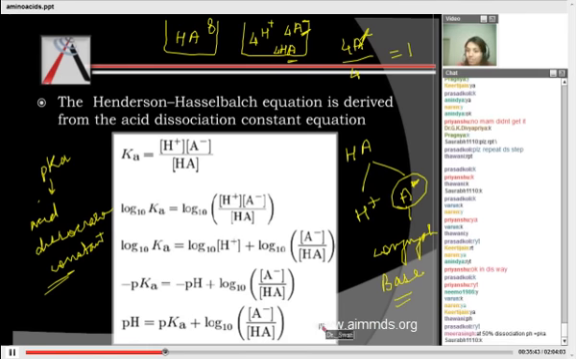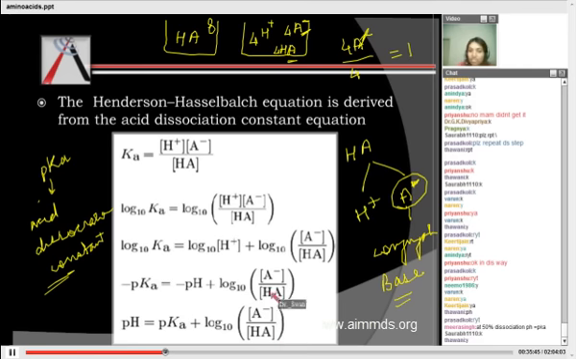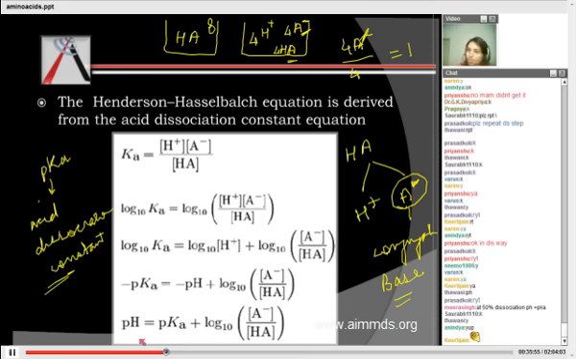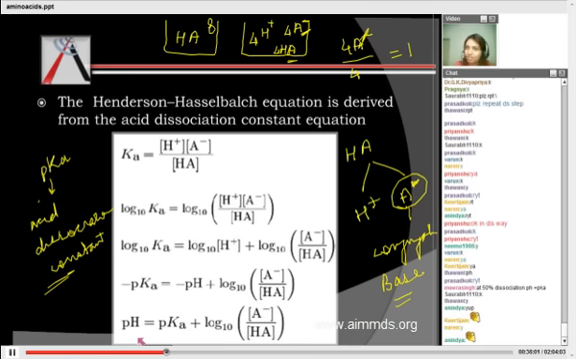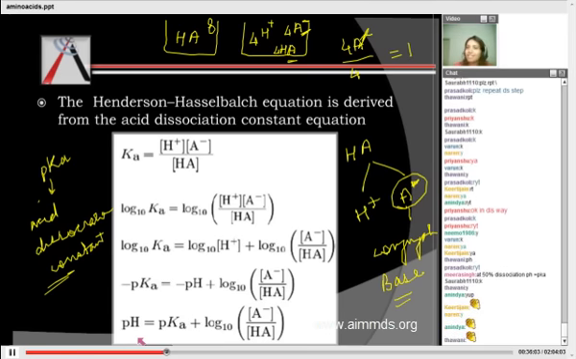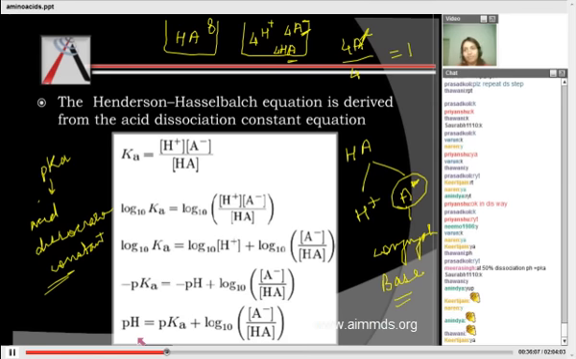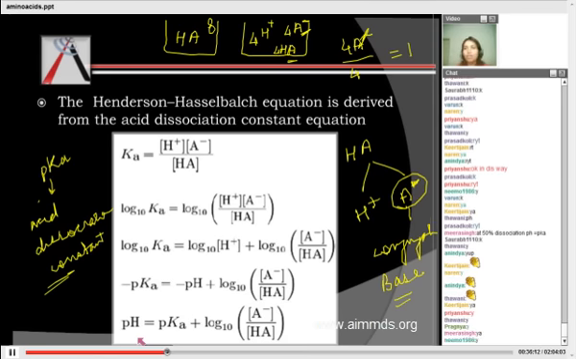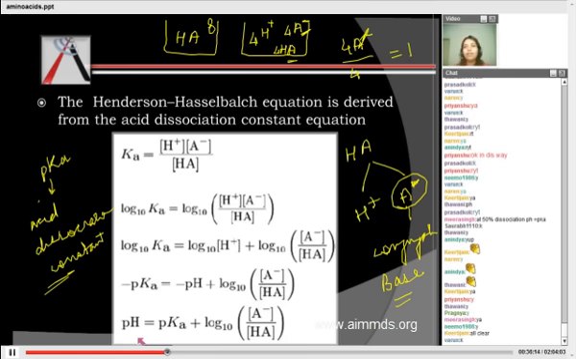Yeah, now you understand that statement, Meera. Okay, so this ratio, if we make it 1, then our pH is equal to pKa. So pKa is the pH at which an acid is 50% dissociated. Do you understand that? That is the definition of a pKa for a particular acid.